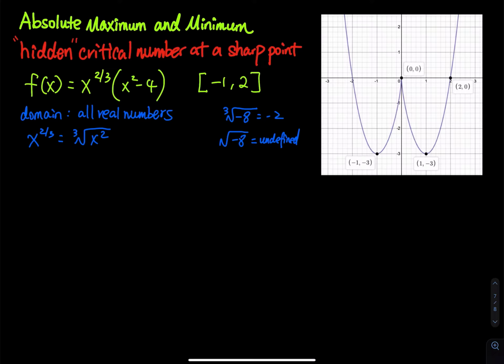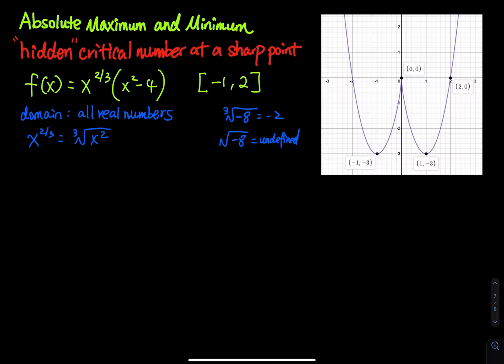Here is a very good absolute maximum and minimum problem to discuss because there is a hidden critical number at a sharp point. I use quotation marks on "hidden" because you have to do a little bit more work to find it. If you don't look at the graph, it is so easy to just miss that critical point. Okay, let's get started.